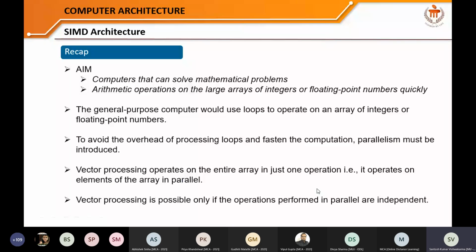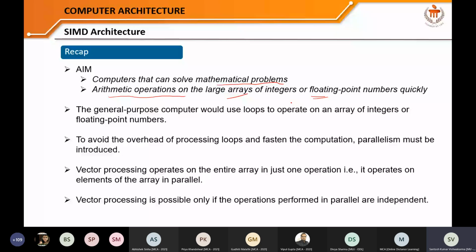Now this is just a recap of what we did in the previous session. One of the aims is a computer that can solve mathematical problems, so arithmetic operations on a large array of integers or floating point numbers, quickly. There may be two options: either you go ahead with the traditional implementation, or you go through vector processing operations.